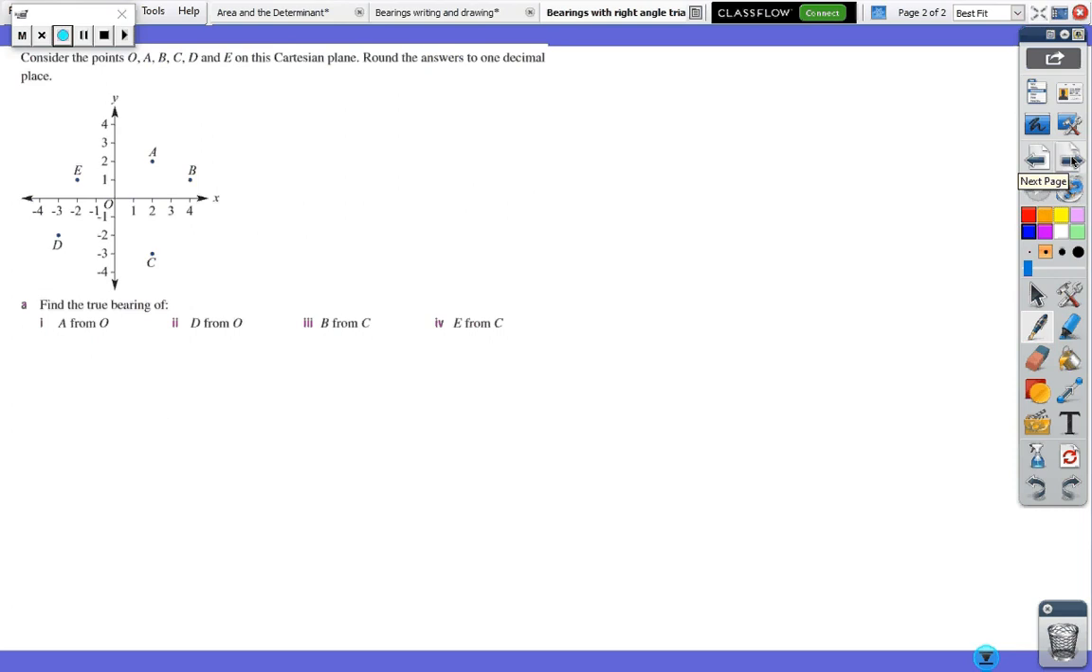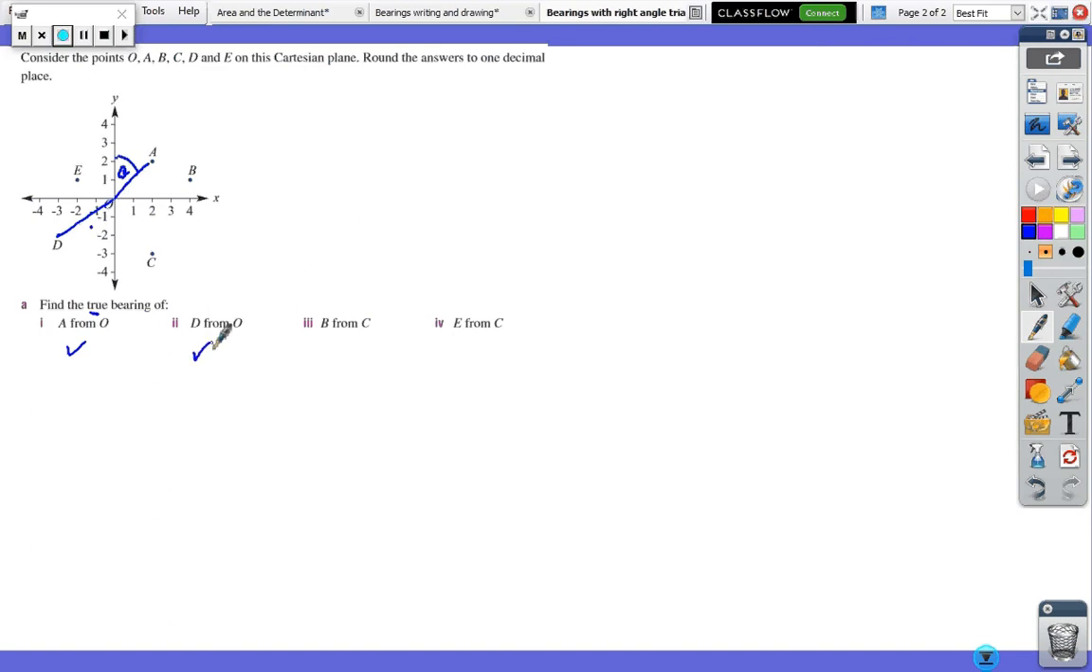Okay, the next one, consider the points O, A, B, C, D, E. I've just copied this from a textbook. We may not use all the points in these questions. We're going to find the bearings of A from O, that's the first question, and D from O. We have to give them as true bearings, so we're going to have to find that angle and then add 180 degrees.